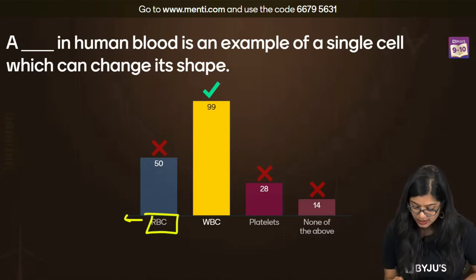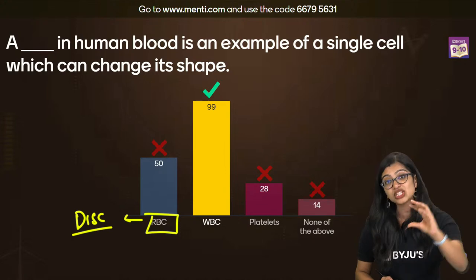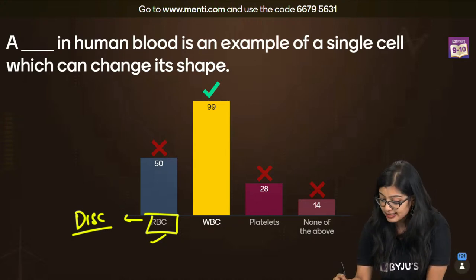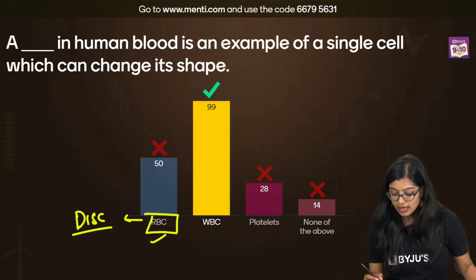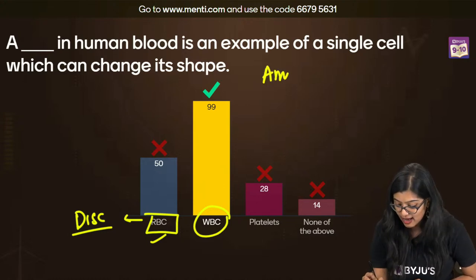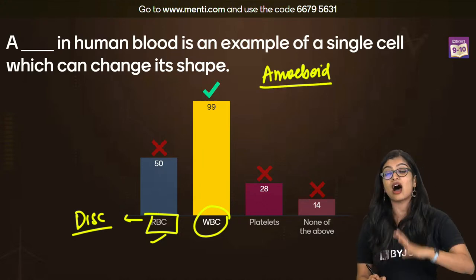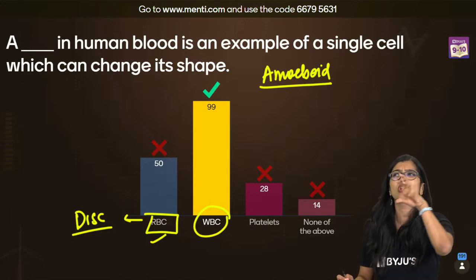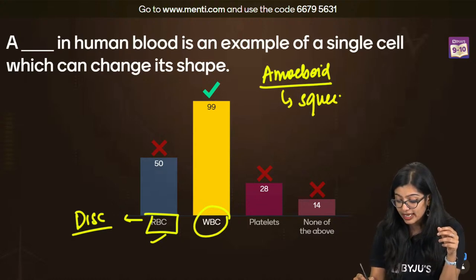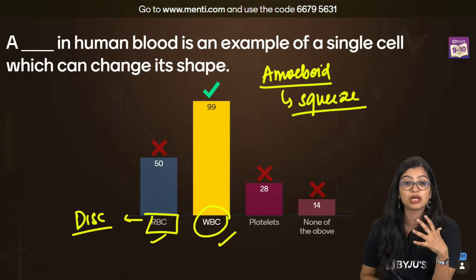Now, when you talk about RBCs, we know that RBCs are disc-shaped, or biconcave. This shape helps in accommodating more RBCs because RBCs are necessary for the transport of oxygen. On the other hand, WBCs have an irregular shape, or we often say an amoeboid shape. Why? Because WBCs are there for defense, and they need to rush to wherever some pathogen or unwanted particle enters. In order to do that, they need to be able to squeeze through the walls of the capillaries. So WBCs have an amoeboid shape.